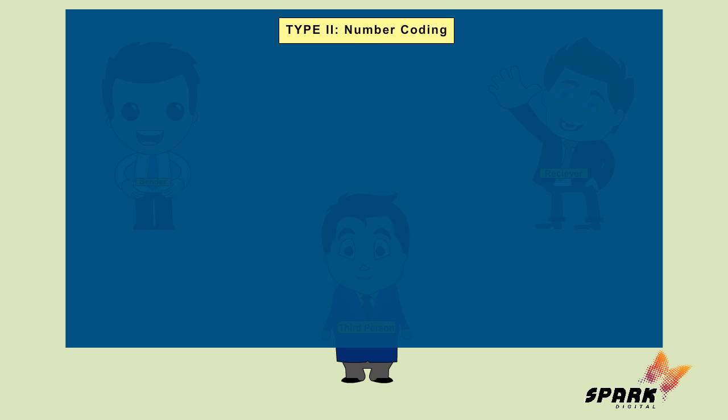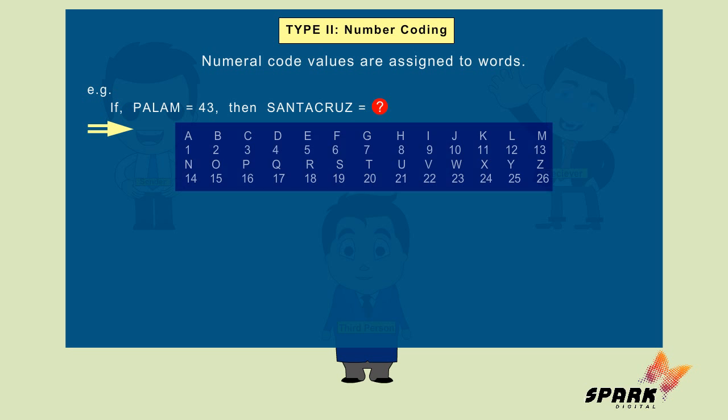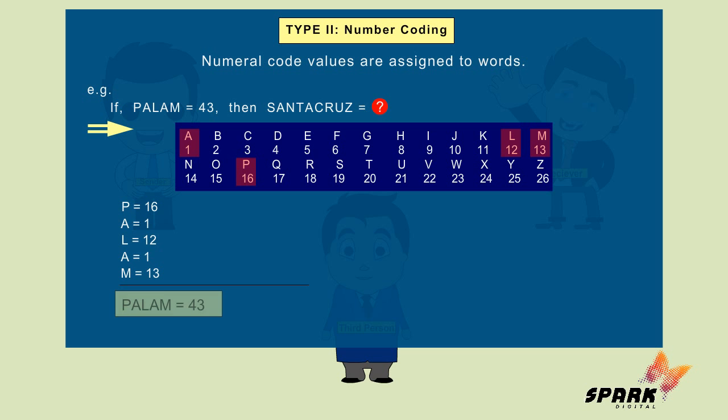Type 2. Number coding. In this case, numeral code values are assigned to words. For example, if Palam is 43, then what will be the value of Santa Cruz? Now let us see the place value table. So place value for P is 16, A is 1, L is 12, A is 1 and M is 13. Now add it to get the code for Palam.